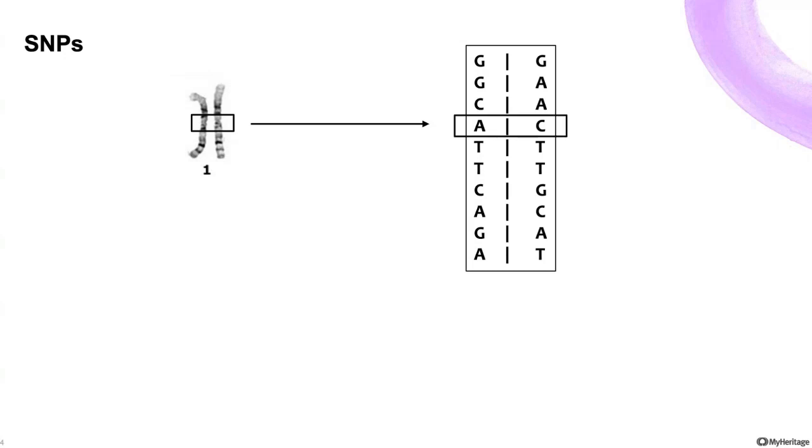So, for example, in this combination right here, this is a SNP. And in that SNP, I have one A and one C. One I've inherited from one parent, and the other one from the second parent. We don't know which one. That's the tricky part.